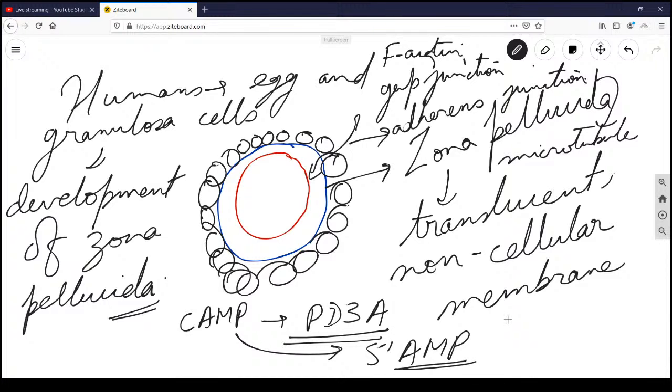How it will break and how this PDE3A is inhibited, I'll explain to you in the next class, that is, how is the diplotene arrest maintained from birth till the onset of puberty?